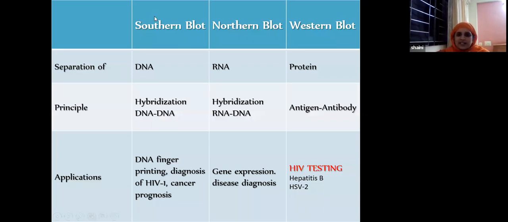Now it is called southern blotting when you test DNA. This was the first test to be invented or discovered. And then if it is RNA, it is called northern blot. If it is protein, it is called western blot. Western blot, most of us would have heard in HIV testing. We're testing proteins, but since a blotting technique is used, it generally comes under molecular testing. In southern blot it is DNA hybridization, in northern it is RNA-DNA, and in western blot it is antigen-antibody.